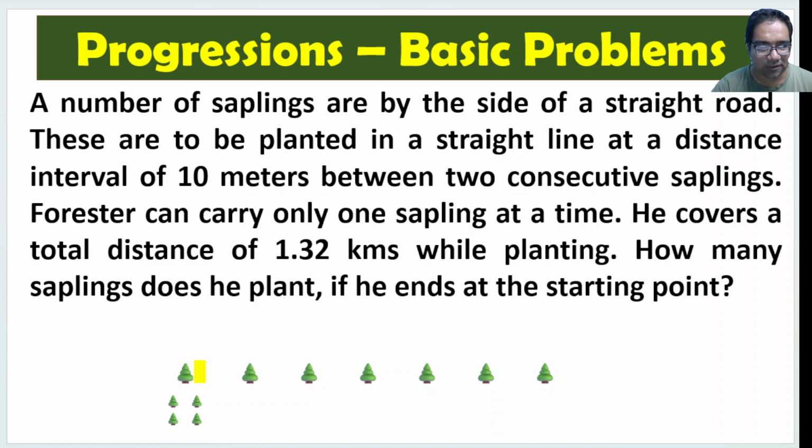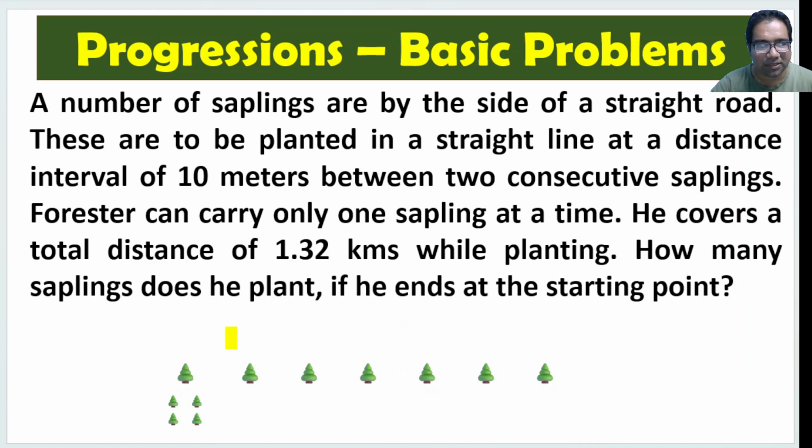So that means first he will take this and plant it here. Then he will take another and plant it here. He will come back, pick a third one, go here, plant it, and come back. He will pick a fourth one, go here, plant it, and come back. He will pick a fifth one, go here, and plant it likewise. Now, in this way, if the total distance he covered, going forward and coming backward all together, is 1.32 kilometers, and he ends at the starting point, that means he came here. Now, what is the total number of saplings that he planted?